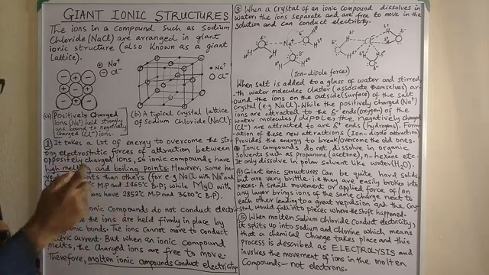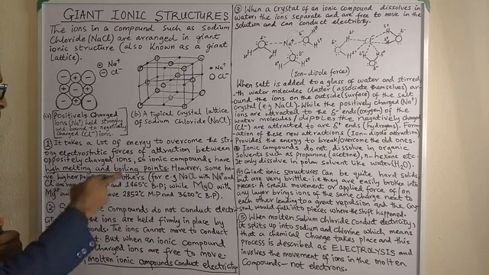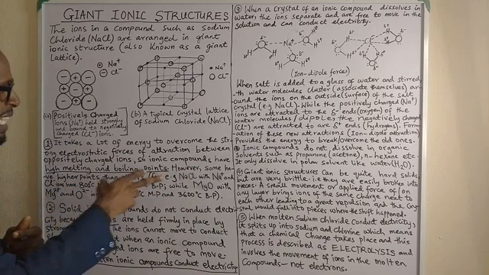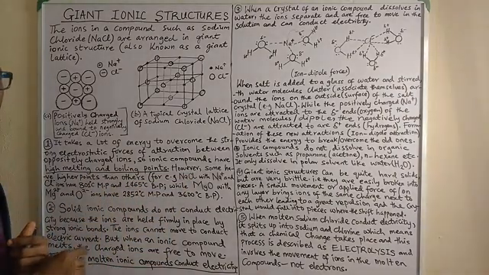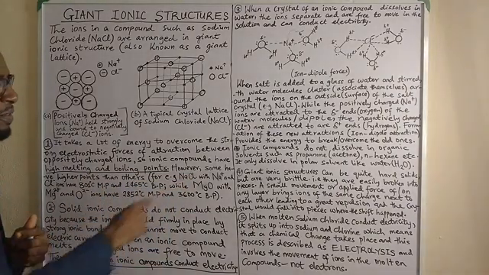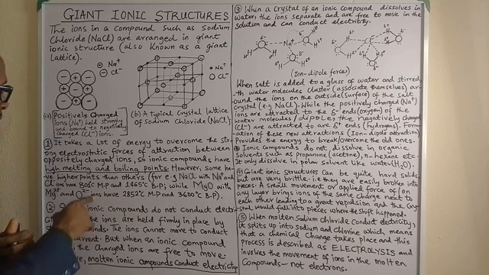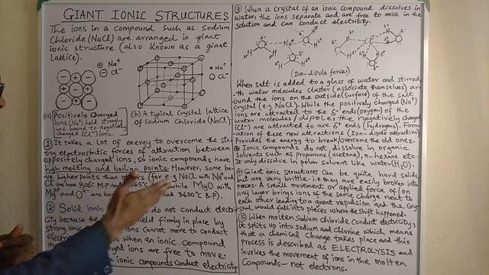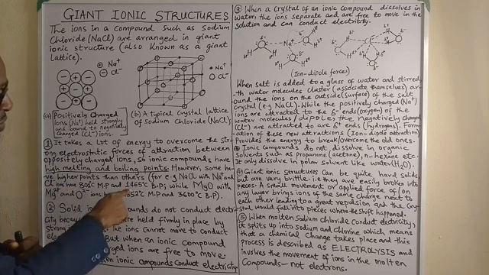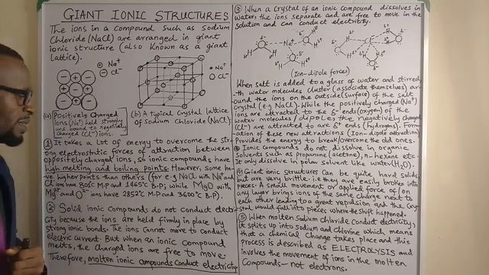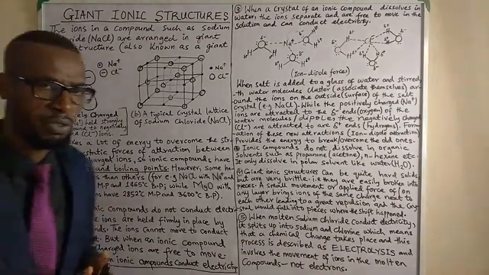Here you have a lesser magnitude of charge, 1 and 1. And that now reflects in that sodium chloride has a lower melting point and, of course, a lower boiling point than what we have in magnesium oxide. So you discover that sodium chloride has a melting point of 801 degrees Celsius, and of course has a boiling point of 1465 degrees Celsius.